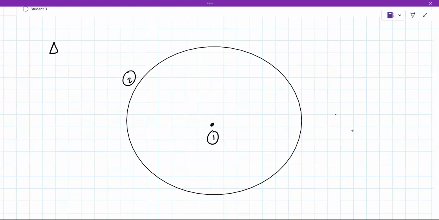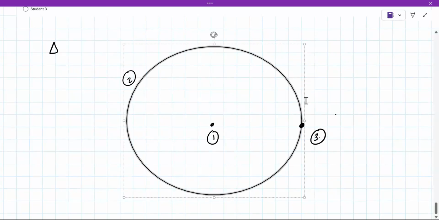Then you pick another point on the circle. It doesn't really matter where it is, but roughly it is roughly there. And then you swing another circle. So that's three. You swing another circle.